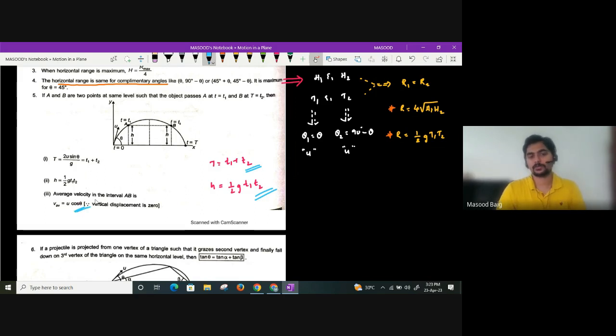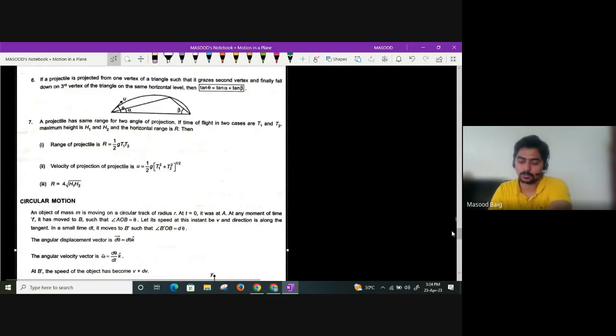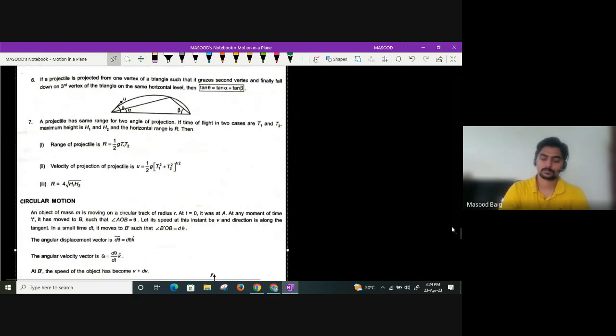These 3 points you should be aware of in case of your object whenever it is projected. It can be at same vertical level or same horizontal position at two different instants. If those instants are given, then time of flight will directly be given as t1 plus t2. And the height at which they are present will be given as half g t1 t2. Understood all of you? Yes or no? Yes. So these are not required, guys. Again, we can solve all these cases, but it is not necessary to remember all these cases, guys.